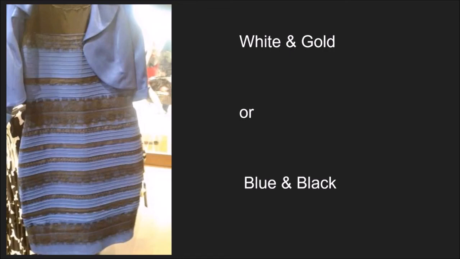For example, if your brain assumes that the lighting on the dress is very dim, it will assume that the dress itself is highly reflective, that is white and gold. If your brain assumes the opposite, that is the lighting is very bright, then it makes the judgment that the dress itself must be darker, hence blue and black.